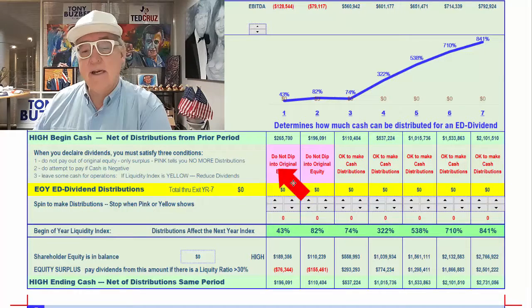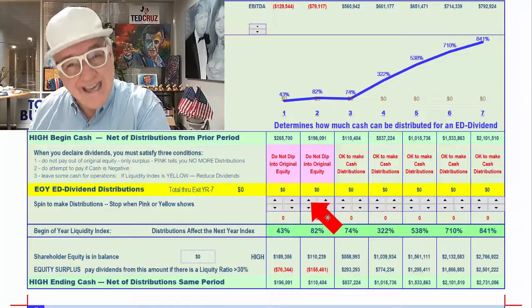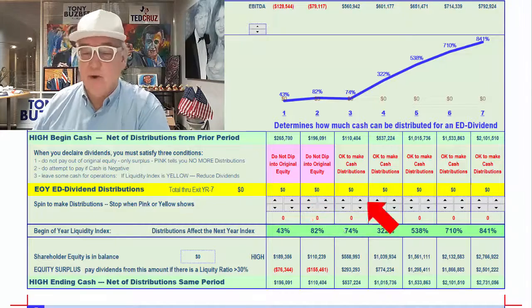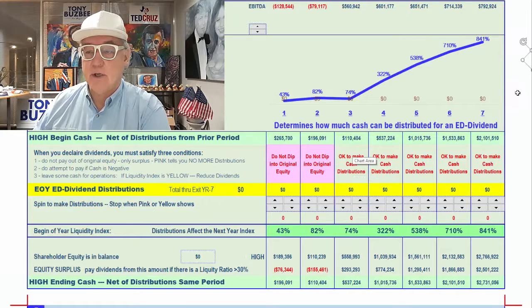All right, so what we see here is it says do not dip into original equity. Next one, do not dip into original equity. Well, guess what, folks? You're not going to be paying dividends out in the first couple years anyway. Banish the thought. But we could begin to do a little bit in this third section here. All right, so let's see what can we do.